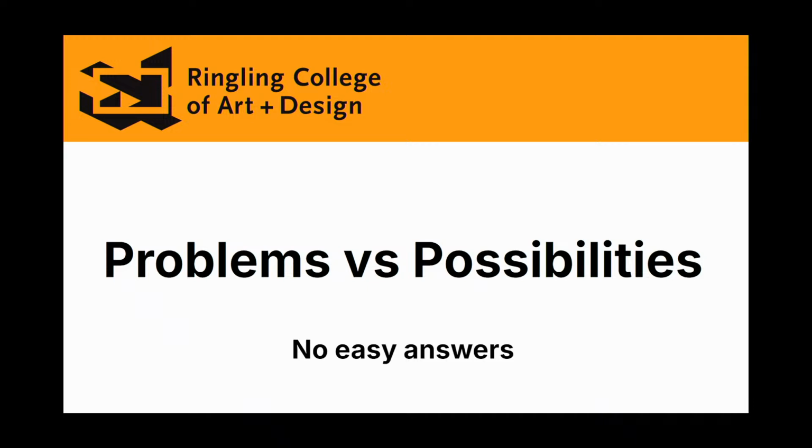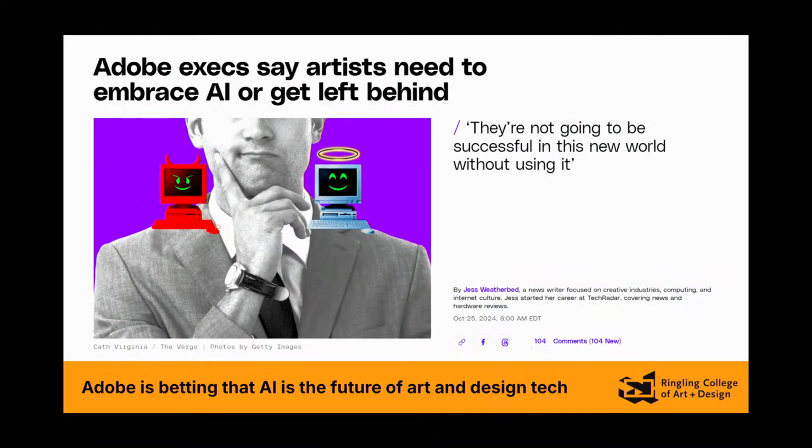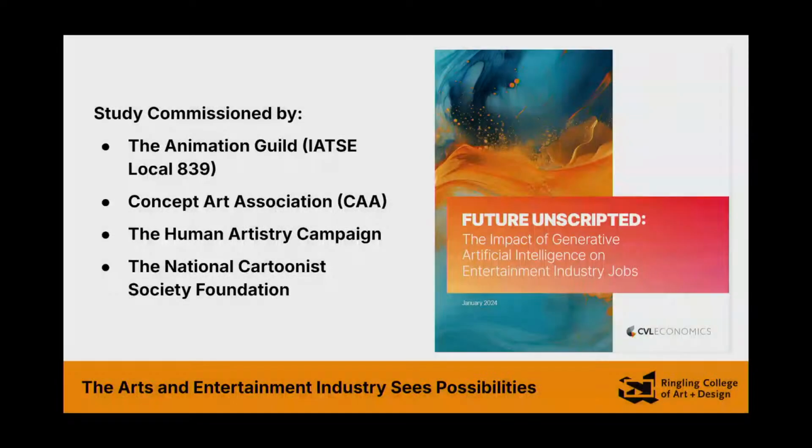So AI is full of problems and possibilities, and it has no easy answers, but we do ask that you think about it. But here's a reason to do it. Here's why we're engaged with it at Ringling College of Art and Design. I've been very nice to Adobe, so I'm going to put this in here where they kind of look like jerks. But they're not wrong, I don't think, right? Adobe execs say artists need to embrace AI or get left behind. These tools are useful and powerful and can do interesting, cool things. And they're being embraced unevenly but continuously in industry.